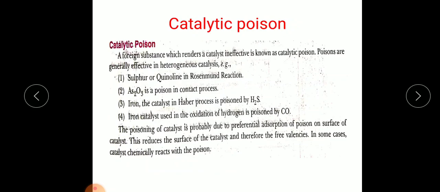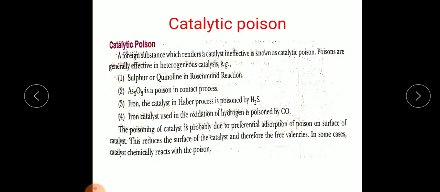Next, catalytic poison. A foreign substance which renders a catalyst ineffective is known as a catalytic poison. Poisons are generally effective in heterogeneous catalysis. So a catalytic poison is one which hinders or stops the activity of the catalyst. For example, sulfur or quinoline in the Rosenmund reduction reaction.